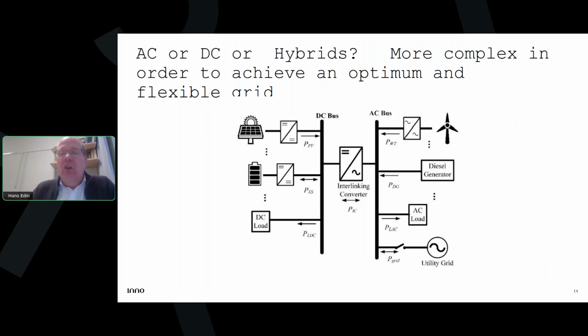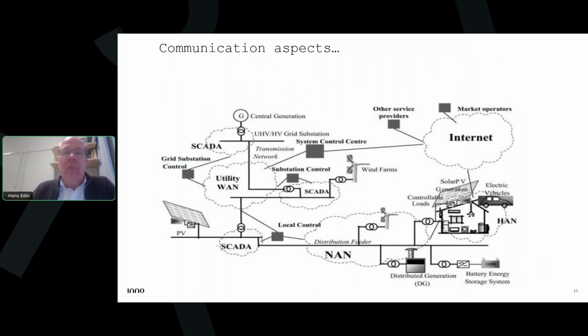But of course, we have an enormous investment in an existing AC infrastructure, which we have to tackle and adapt to the new situations. So the future world is hybrid, one can say, AC and DC.